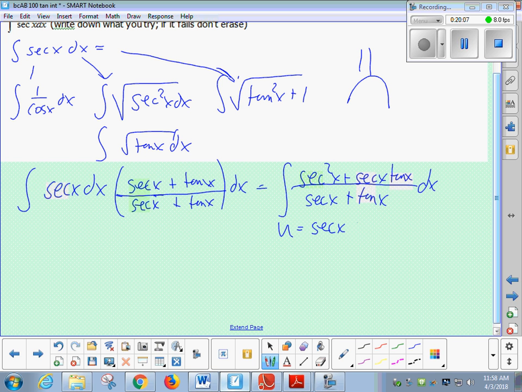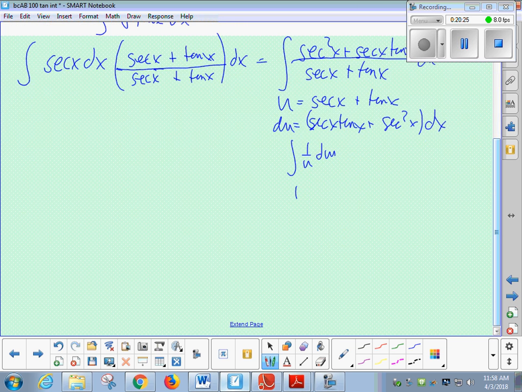Yeah, there you go. u is secant plus tangent. Now that's actually great because du then is there: secant of x tangent of x plus secant squared, all dx. And so it becomes a nice clean 1 over u du, which is natural log of u. Therefore, the antiderivative, which you will probably want to commit to memory so you don't have to show all this process, is the natural log of the absolute value of secant plus tangent, plus c.